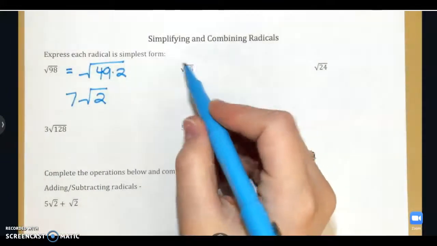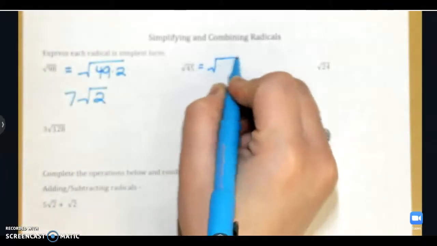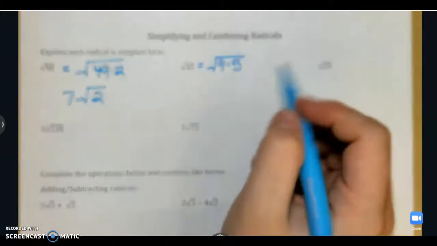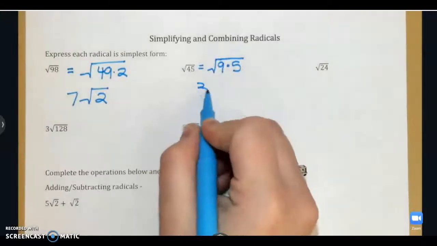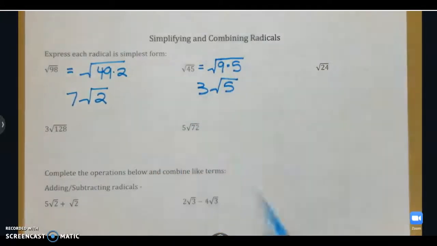Okay, let's practice this again. 45. Hopefully you recognize that 9 is a factor of 45, 9 being a perfect square. So that's 9 times 5. I can take out the square root of 9, which is 3, if my camera will focus. And 5 is left inside of my radical. 5 is prime, so this has been simplified completely.